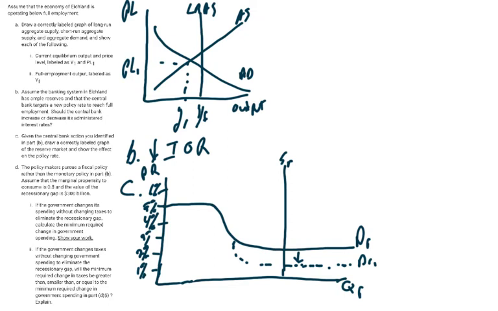D says the policymakers pursue a fiscal policy rather than monetary policy in Part B. Assume that the marginal propensity to consume is 0.8 and the value of the recessionary gap is 300 billion. 1. If the government changes its spending without changing taxes to eliminate the recessionary gap, calculate the minimum required change in government spending. All right, so that is going to be D1.